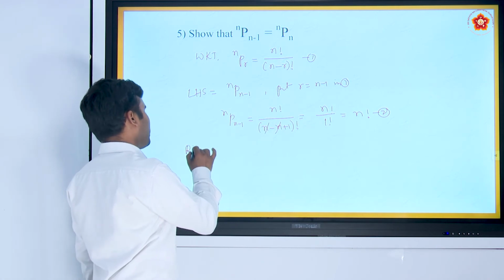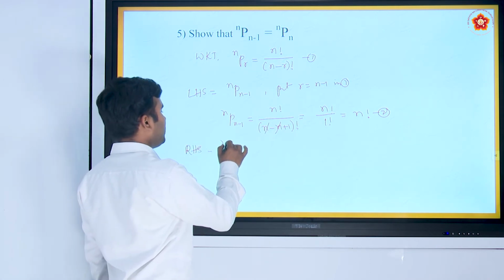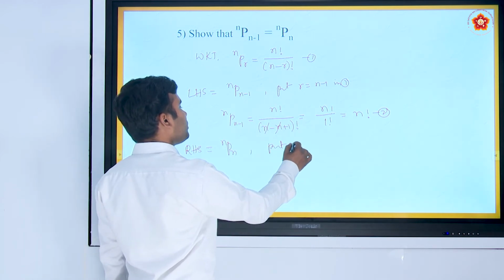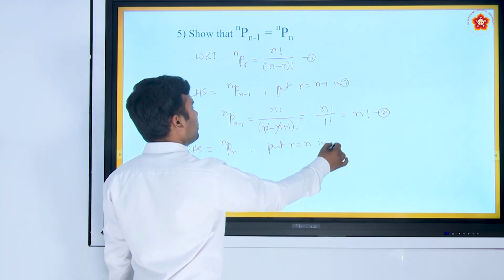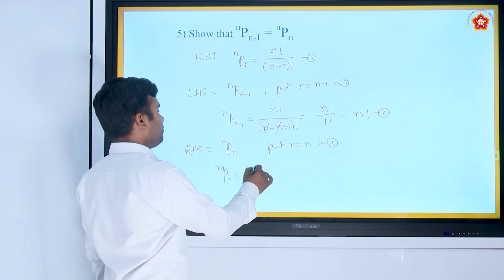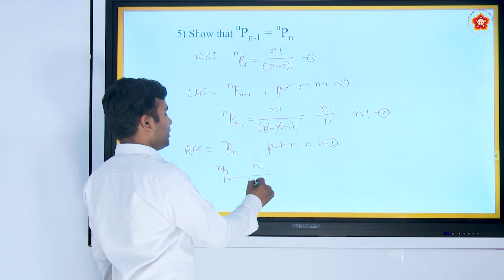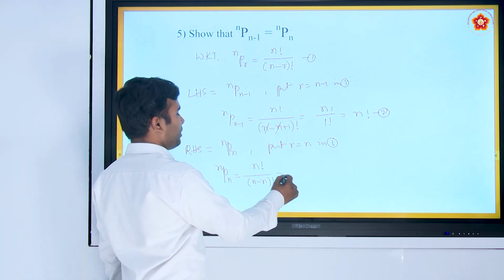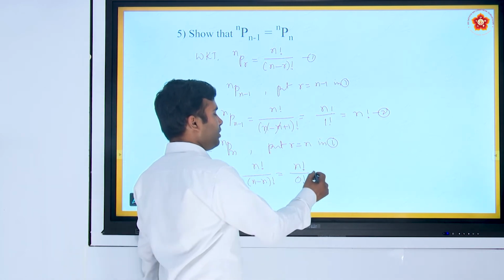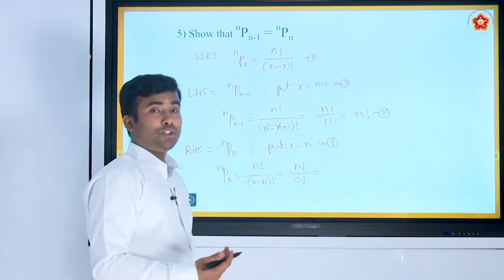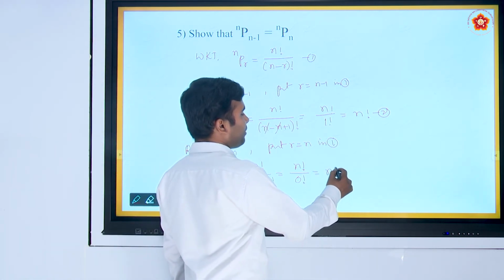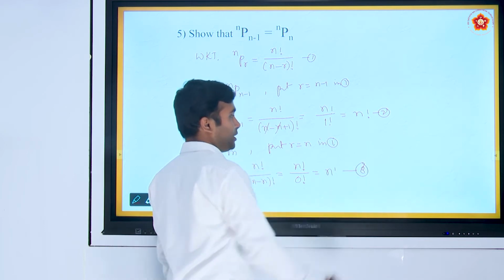Similarly, if I take the RHS, what is the RHS? nPn. So now if I substitute r equal to n in 1, I will get nPn is equal to n factorial divided by (n - n) factorial, equal to n factorial divided by 0 factorial. We know that 0 factorial is 1, so n factorial by 1 will be n factorial. Now you can call it as 3.